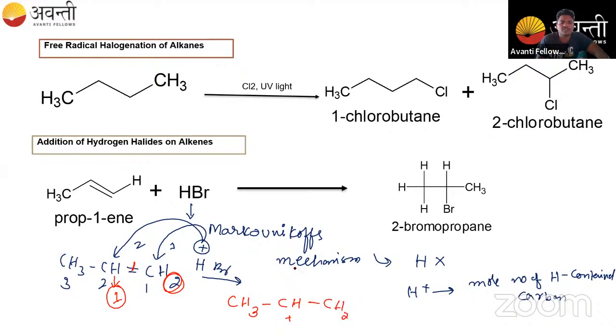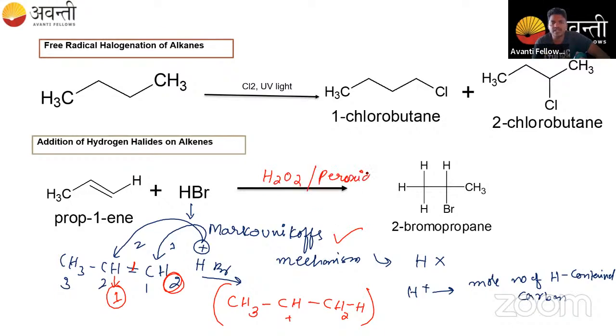The hydrogen will attack here. You are getting hydrogen here. So the carbocation formation is taking place. How is it taking place? H plus will go and attack the carbon with more hydrogens. This is Markovnikov's rule.